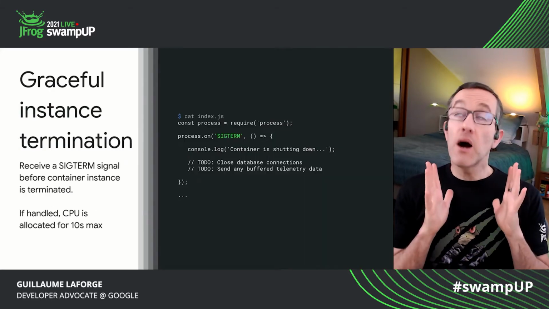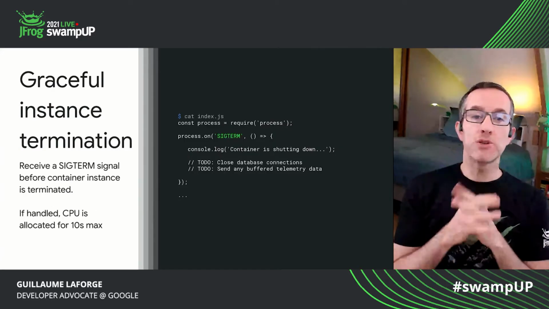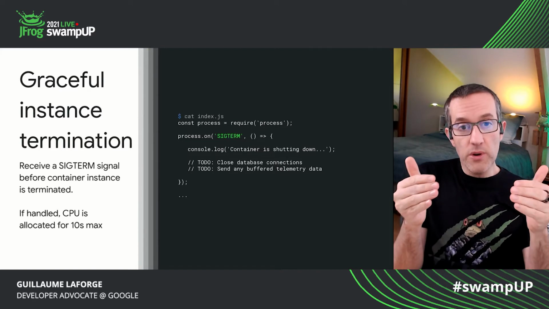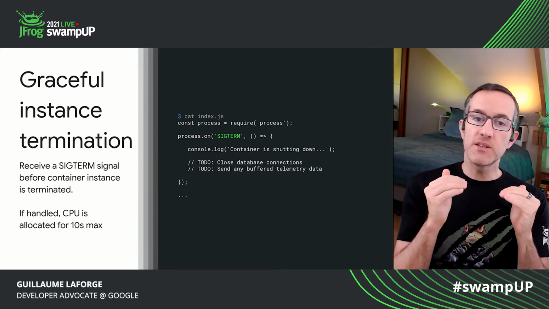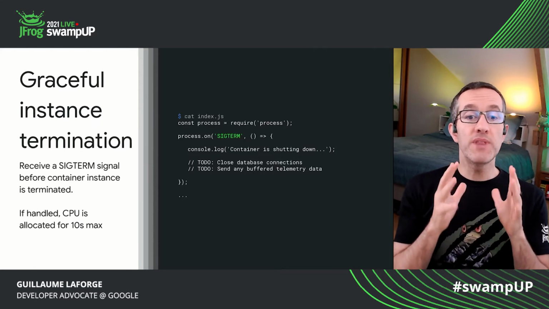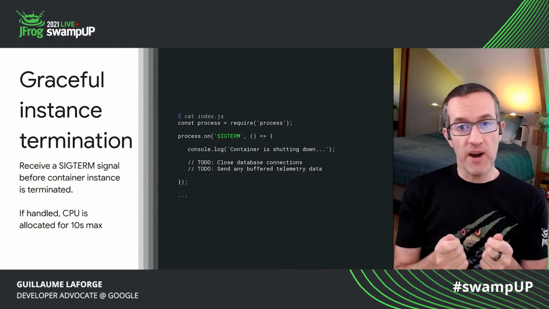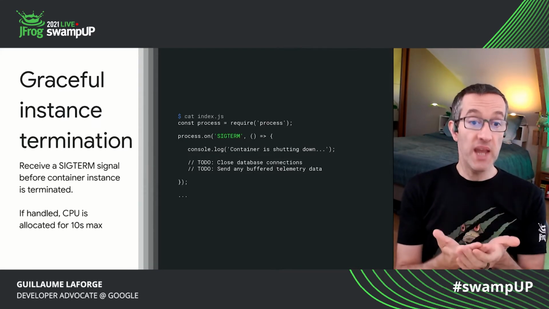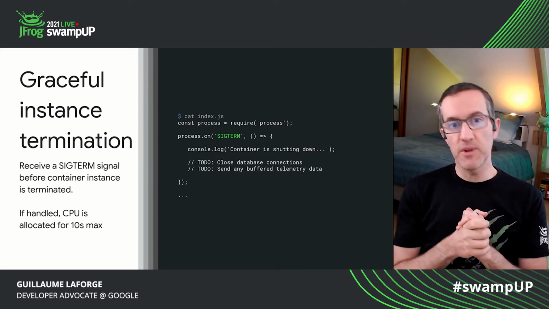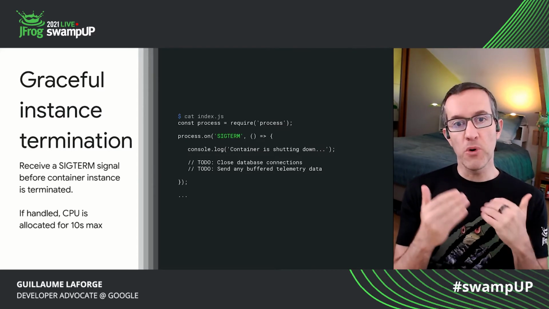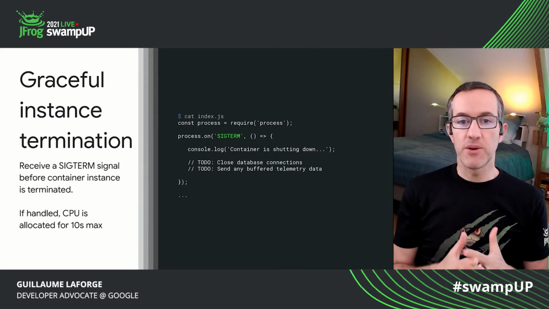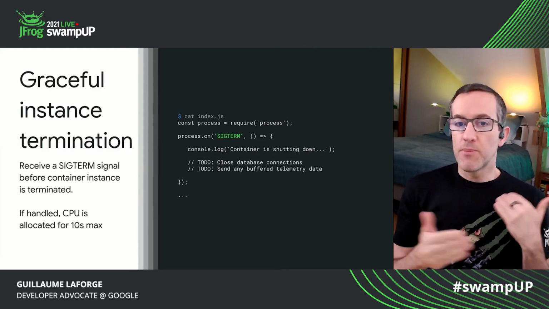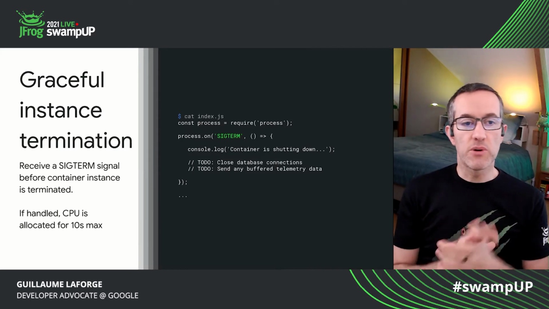What else? Graceful instance termination. When your Cloud Run services scale down after a peak of traffic, your container instances will be shut down. But you can do that gracefully by being notified of instance termination, thanks to a SIGTERM signal. It gives you a few more seconds to clean up the resources that might still be open, like a database connection, or cleaning some temporary resources or cached data.